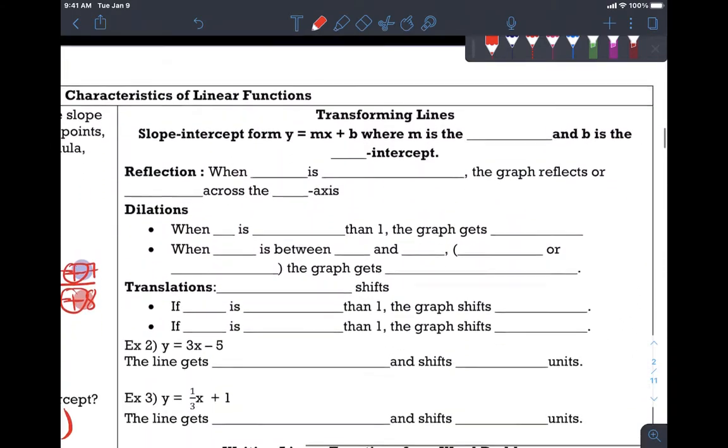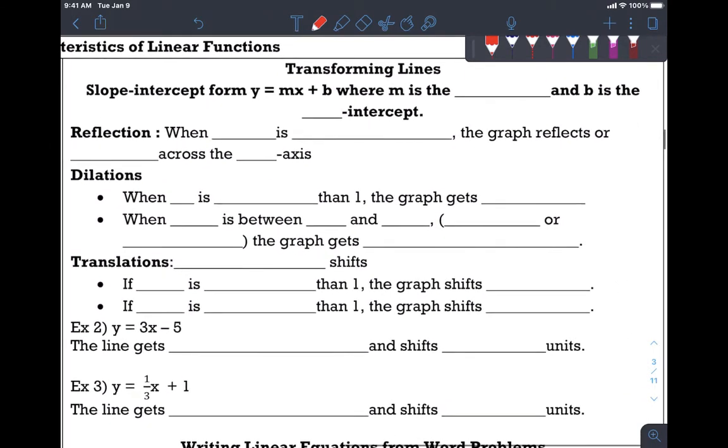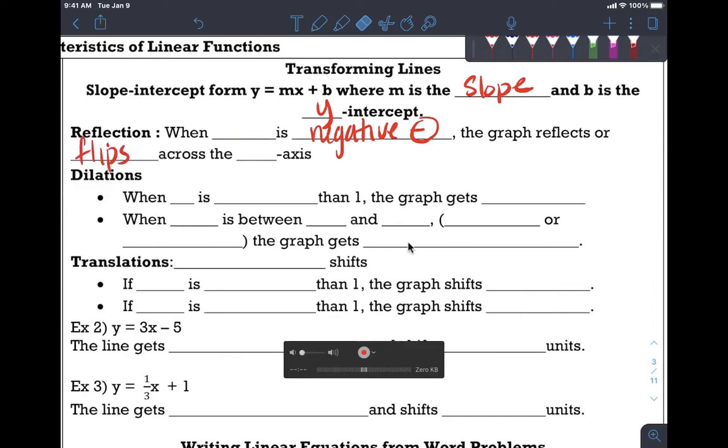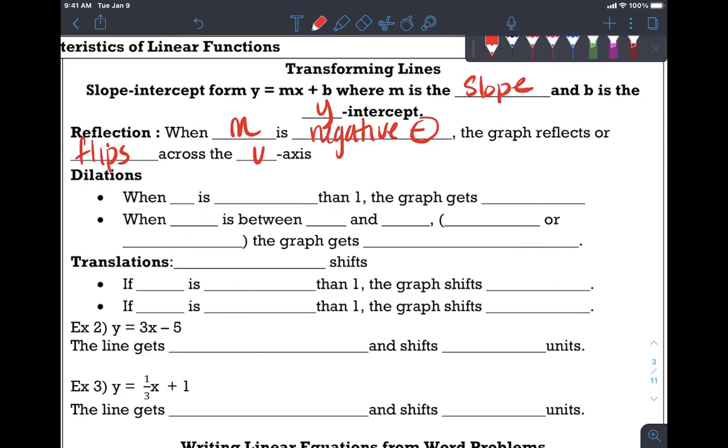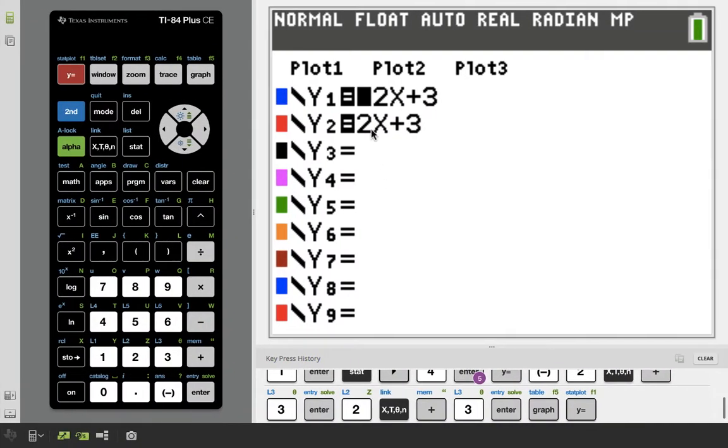All right, so let's continue forward. So we already talked about transformations as well. The slope-intercept form, y equals mx plus b, where the m is my slope and the b is my y-intercept. So we have 3 different types of transformations. Reflection is when m is negative. The graph reflects or flips. I'm going to flip across my y-axis. So let's take a look at an example like that.